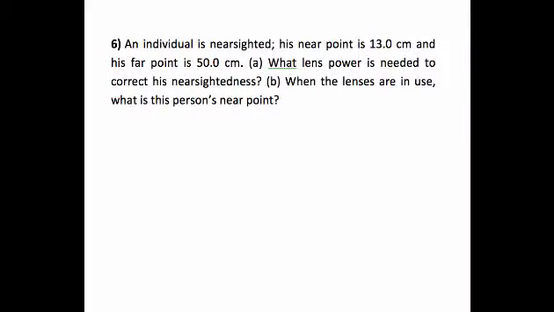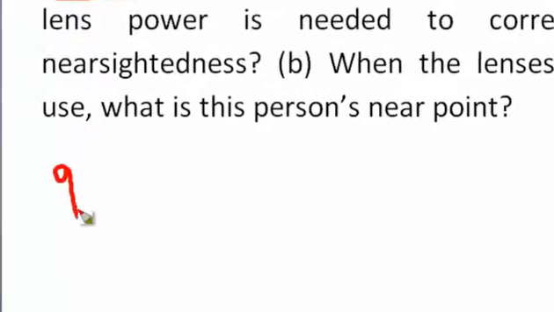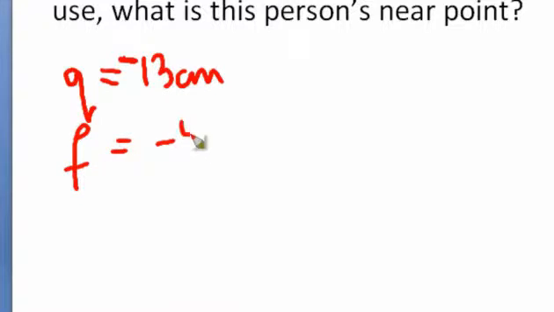Part B says, when the lenses are in use, what is this person's near point? That means his near point is 13 centimeters, and when he's using the lens, the image needs to be produced at 13 centimeters. So anything you're looking at, the image of that object has to be produced at 13 centimeters. Again, since it is in front of the lens, it will be minus 13 centimeters. We already know that the focal length is minus 50 centimeters.